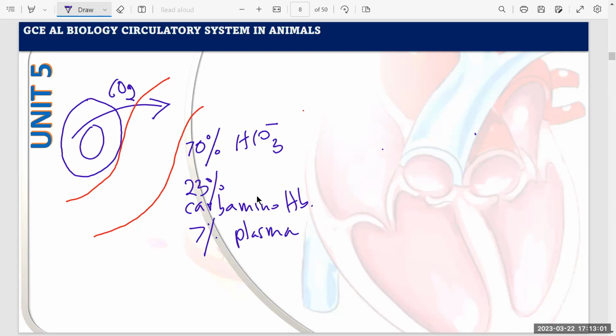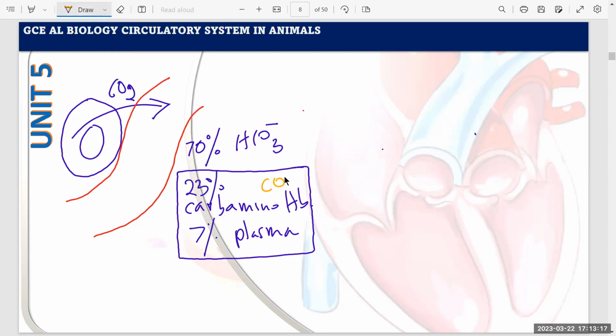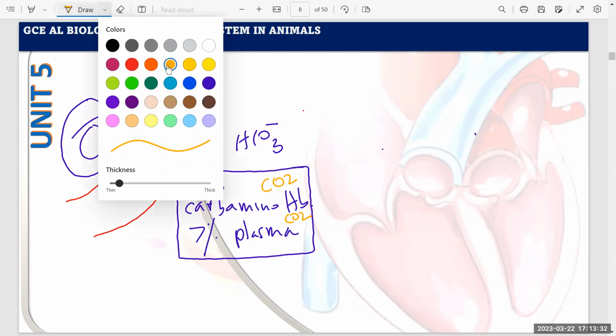Okay, then if we take only these two, that's about 30%. They exist in the form of carbon dioxide. So here there is no issue. Here carbon dioxide directly binds to hemoglobin, and here carbon dioxide is dissolved in the plasma. But we have an issue with the 70% bicarbonate ion. Why is it important for us?